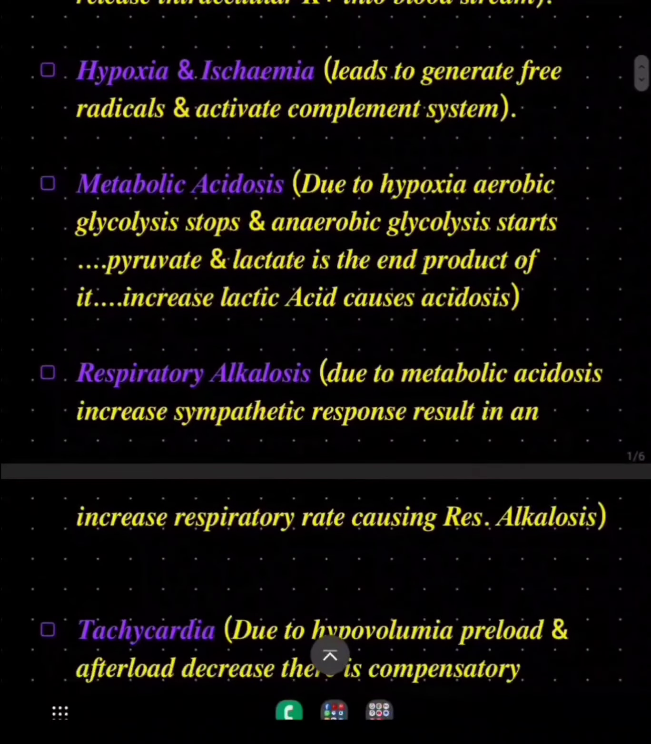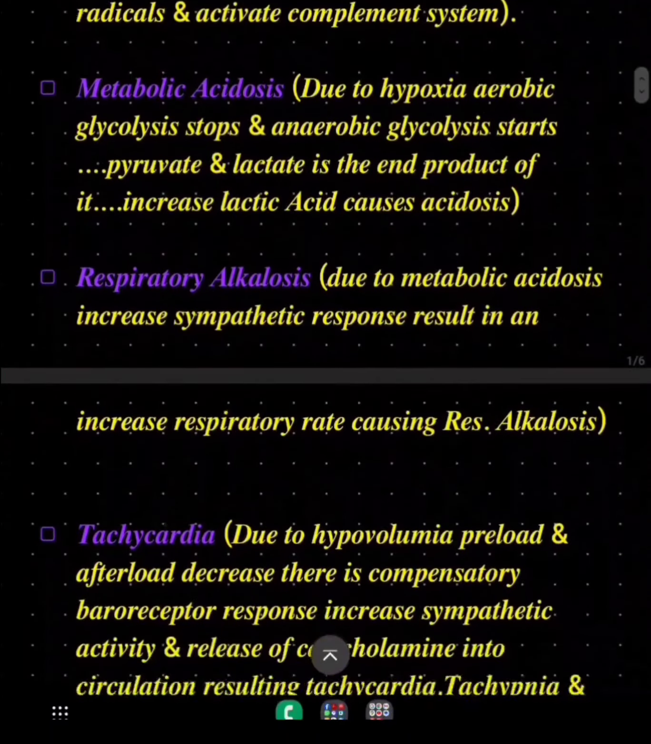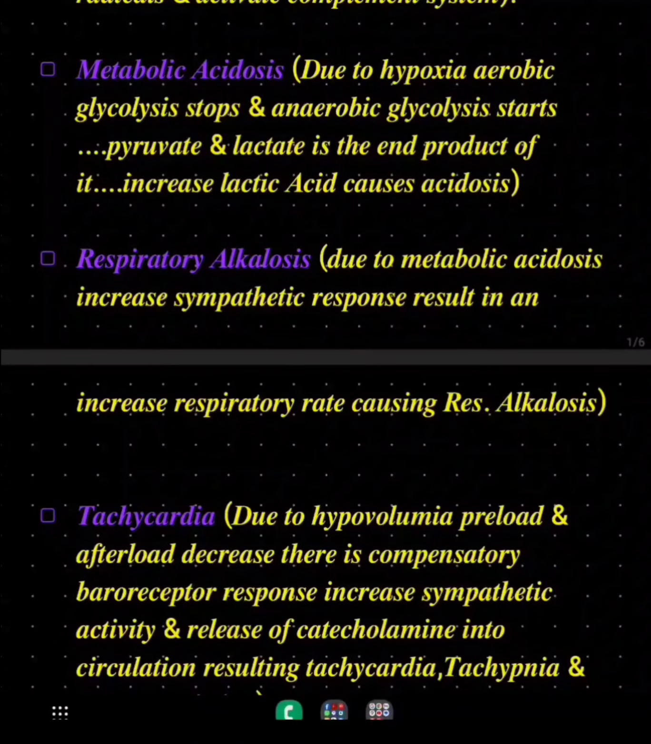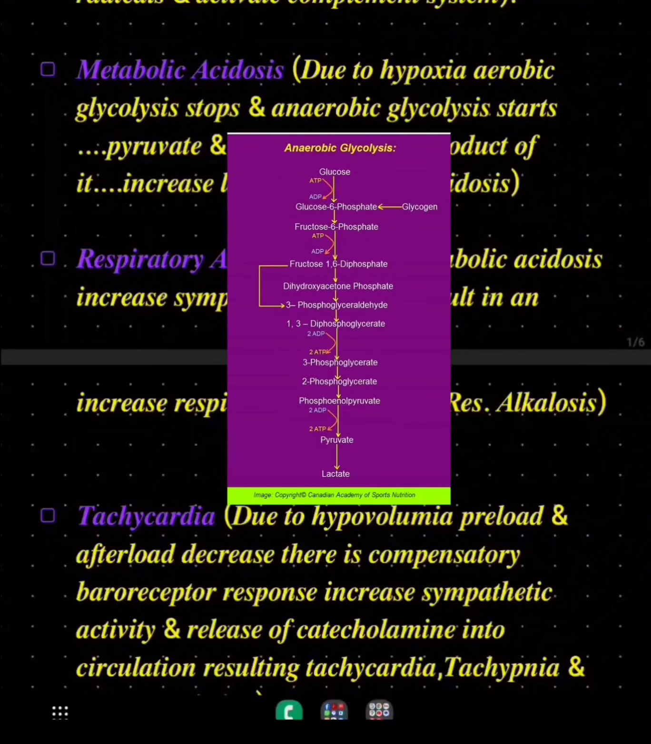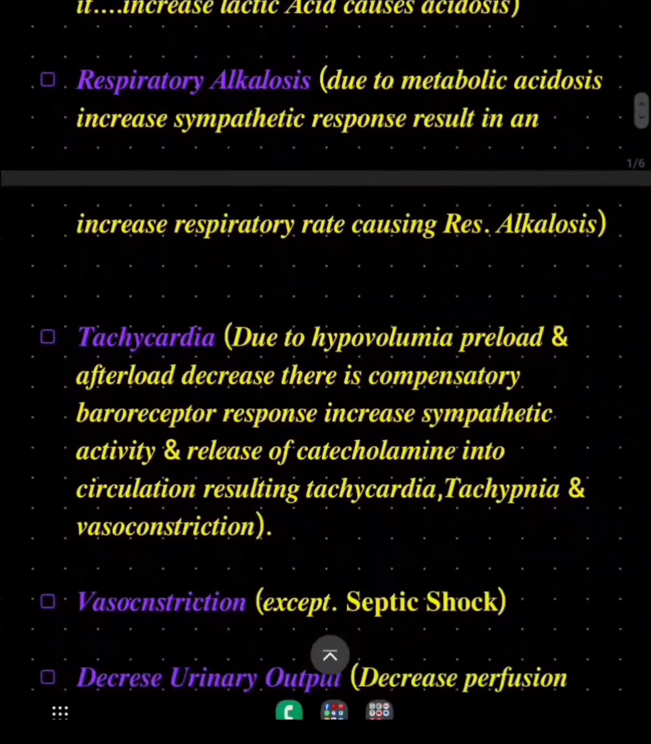Then hypoxia and ischemia. Due to low blood supply, hypoxia occurs and it leads to generation of free radicals and activation of the complement system. Then it will be metabolic acidosis. Due to hypoxia, aerobic glycolysis stops and anaerobic glycolysis starts. Lactate is the end product of anaerobic glycolysis that will increase lactic acid concentration in your blood and cause acidosis.